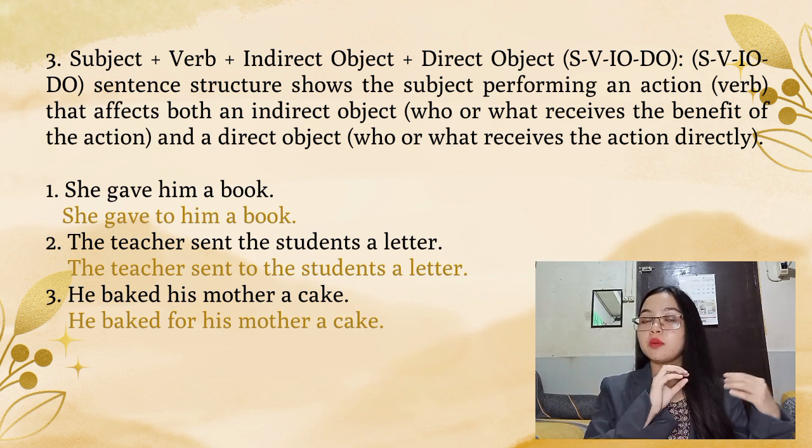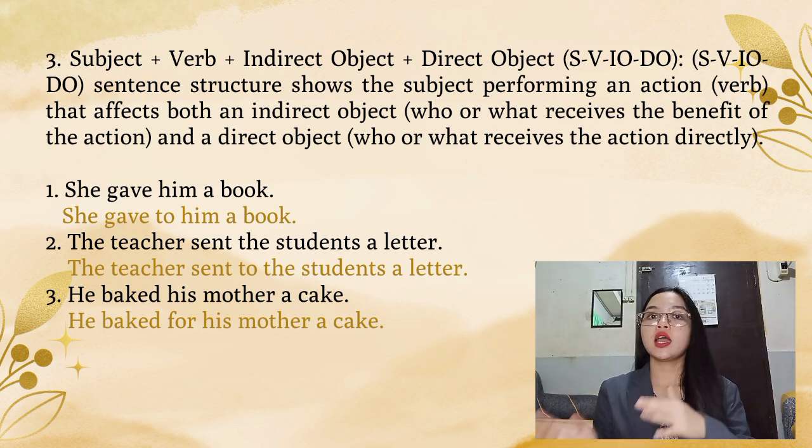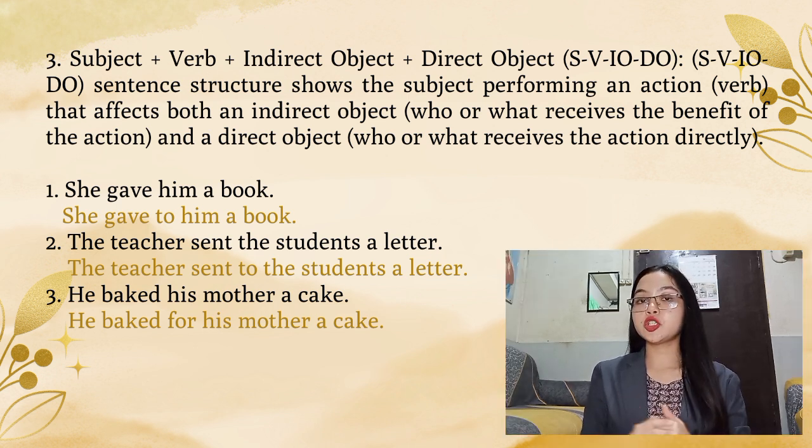So, in each case of these examples, the indirect object could be replaced using to or for without changing the meaning. Number 1 is she gave him a book. So, it can be replaced using to. For instance, she gave to him a book. Second, the teacher sent the students a letter. So it can be replaced using to. The teacher sent to the students a letter. Third, he baked his mother a cake. So we can replace it using for. For instance, he baked for his mother a cake.